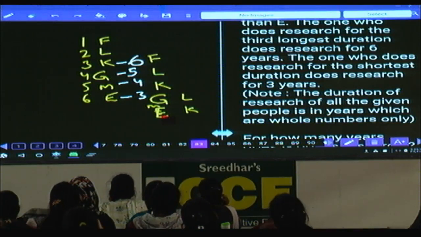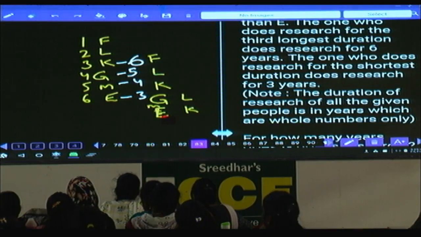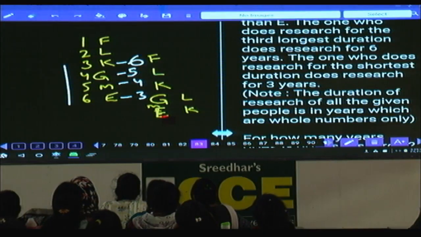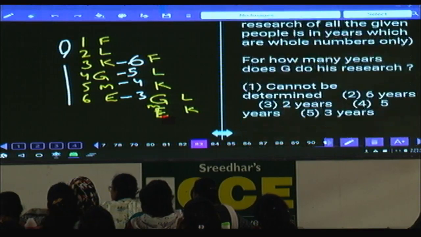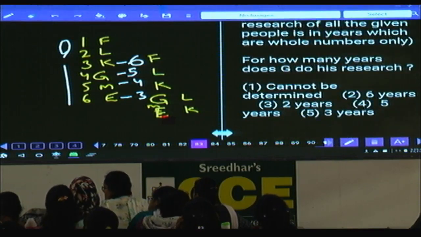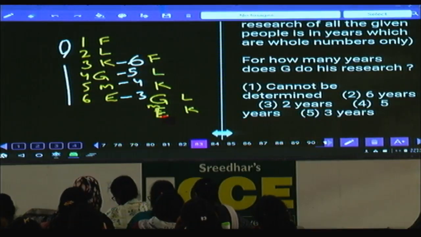Then what about this L? L is how much? More than 6. It cannot be 7. Some people are saying 7. Then for how many years does G do his research? Now G's research is 5 years, that is choice 4, then 84.